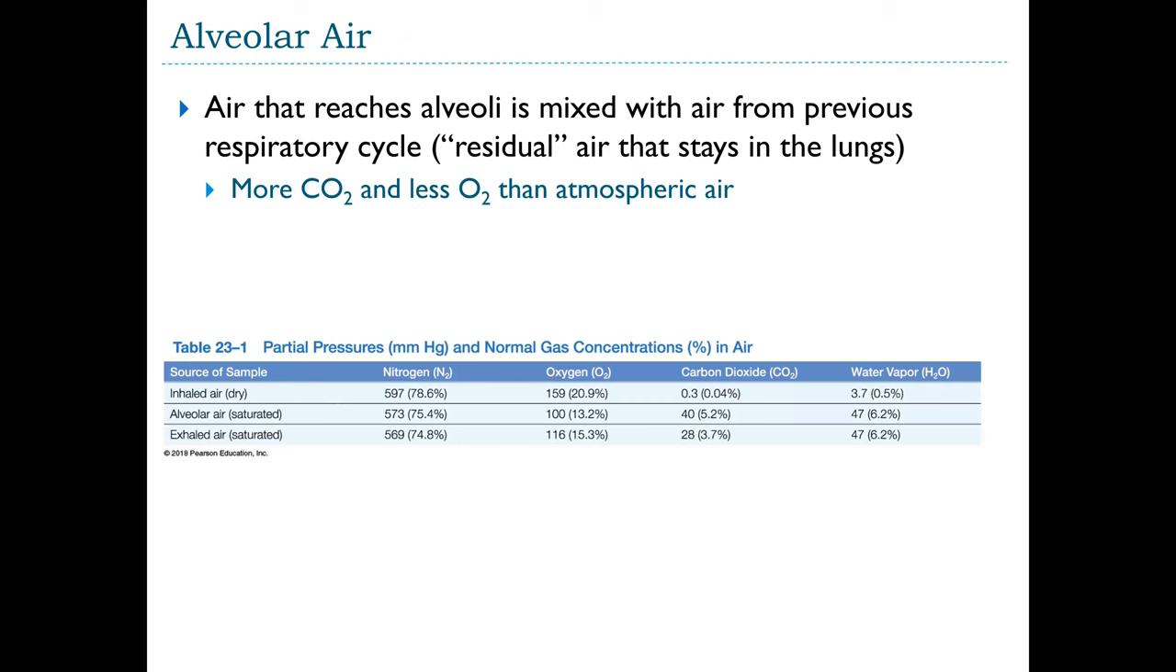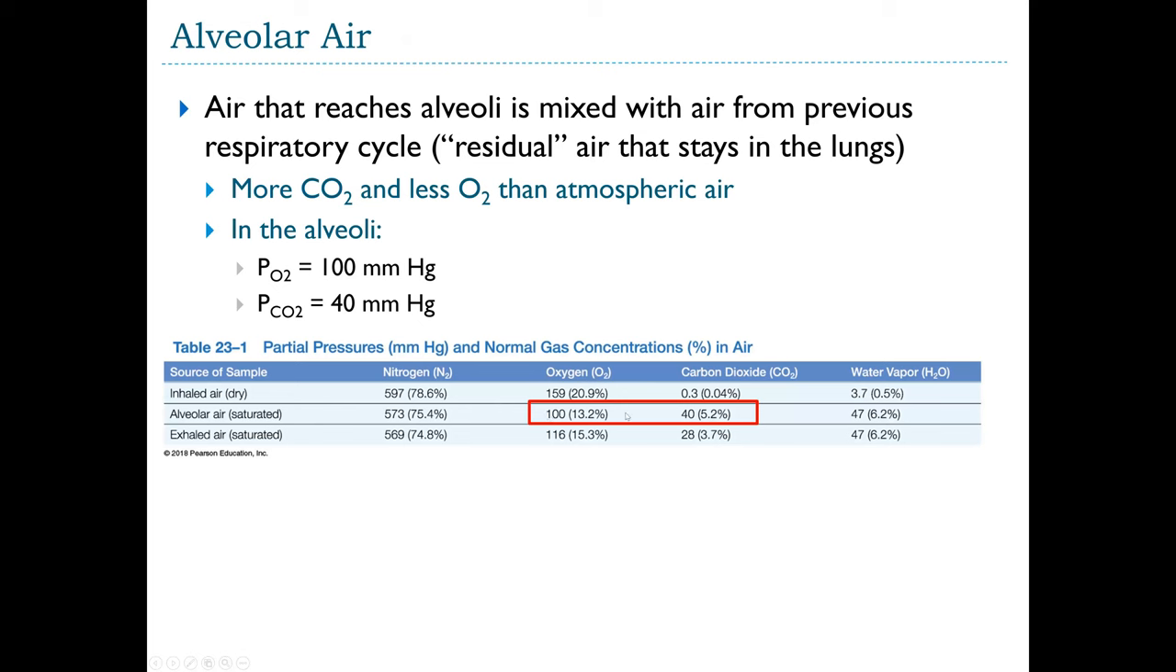So here is a graph from your textbook, and this allows you to compare the different partial pressures of the different types of gases in inhaled air versus air that is in the alveolus versus air after you exhale it. But the numbers that we want to pay attention to are that in the alveoli, the partial pressure of oxygen is 100 millimeters mercury, and the partial pressure of carbon dioxide is 40 millimeters mercury. So these two numbers right here, the oxygen and carbon dioxide numbers in the alveoli.